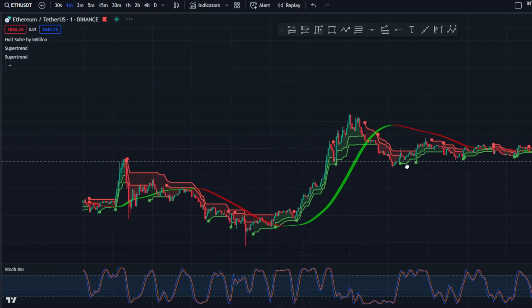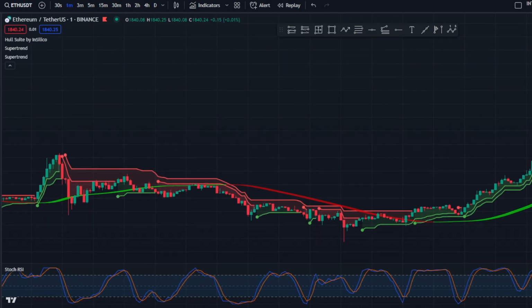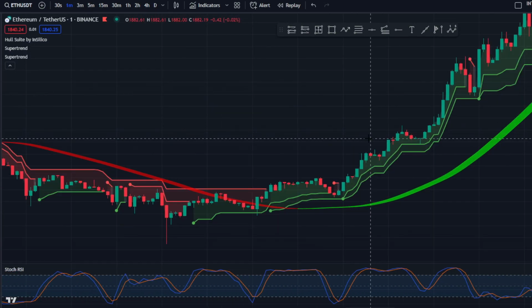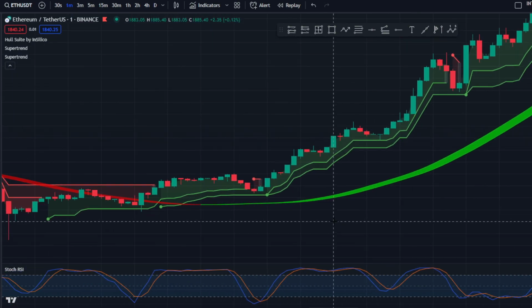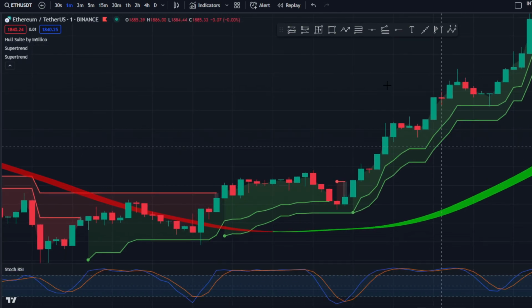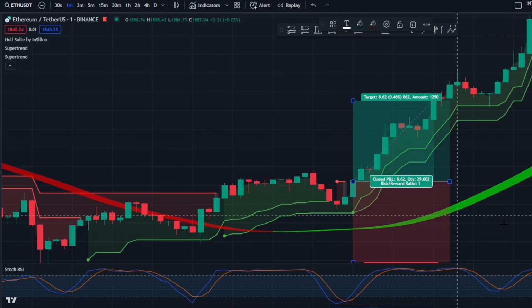Oh, here we actually have a valid entry. We see that we have the crossover. What we see here is that we have the price above the Hull Suite. The Hull Suite is green in color, so the first condition is met. Secondly, we have the price above the 2 Supertrend lines, valid, and we have the crossover of the Stochastic RSI right here below the 80 range. So that is a valid signal. So we're going to enter on this position right there.